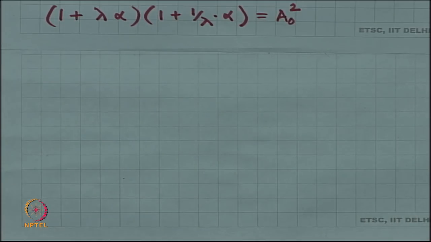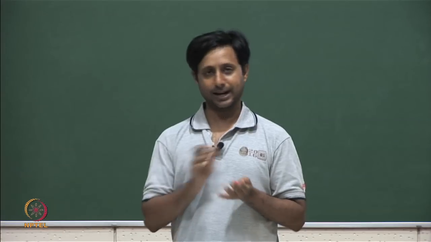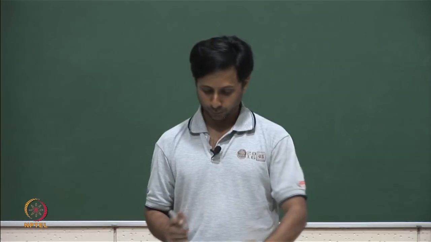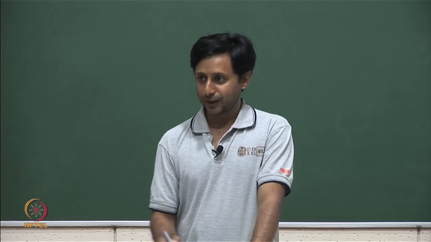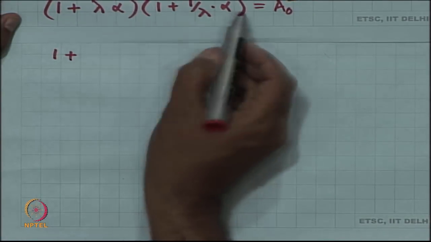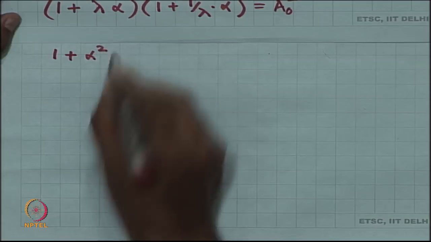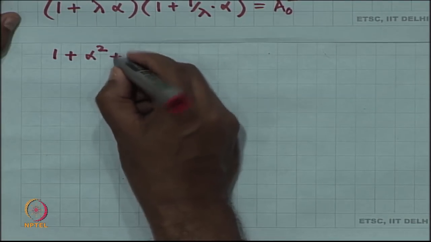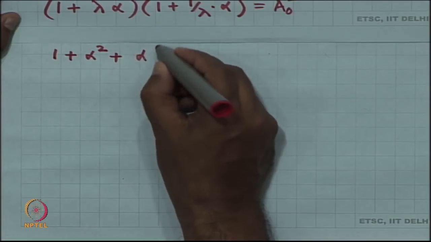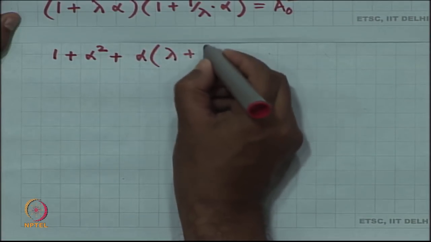And what we are going to do is solve for lambda, because lambda is the relationship between omega 2 and omega 1. It is omega 2 by omega 1, it is the ratio. It looks like you can solve for lambda from here. So, let us first multiply very quickly. It is 1 plus alpha squared plus alpha times lambda plus 1 by lambda.